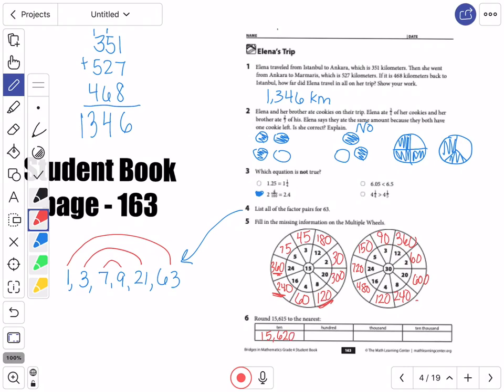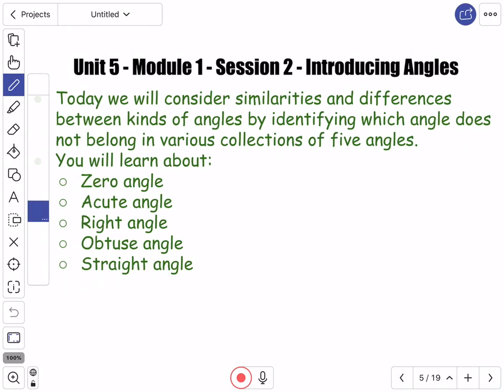And then round 15,615 to the nearest 10, that would be 15,620. If we round it to the nearest 100, it's going to be 15,600. If we round it to the nearest 1,000, it's going to be 16,000. And if we round it to the nearest 10,000, it's going to be 20,000, okay? So that is our recalling prior knowledge page.